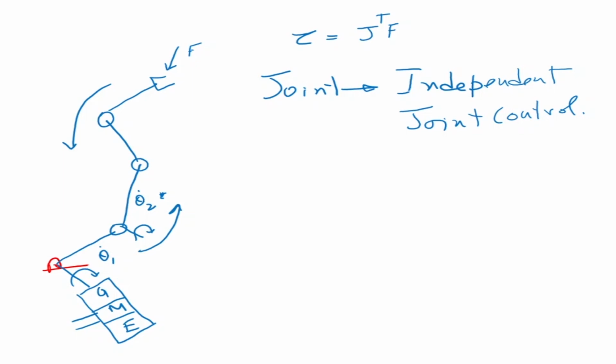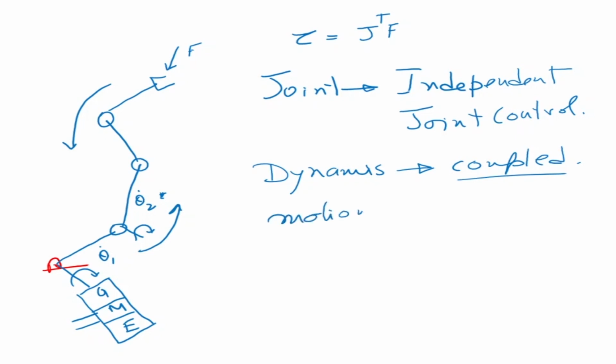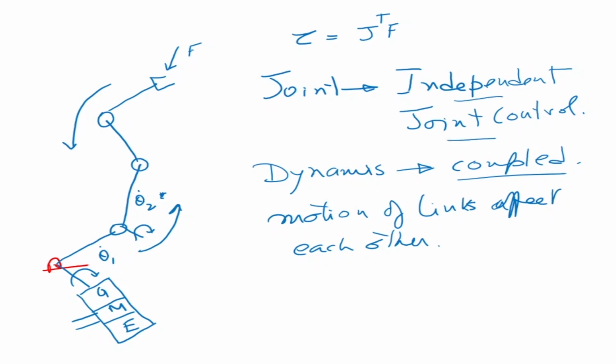Whereas in a real situation, we see that the dynamics is coupled. What this means is that every link affects the other link. The motion of links affects one another. So in reality, this is not independent joint control. This is an assumption we are making. And this is what makes robot dynamics or control of robot manipulators very difficult.